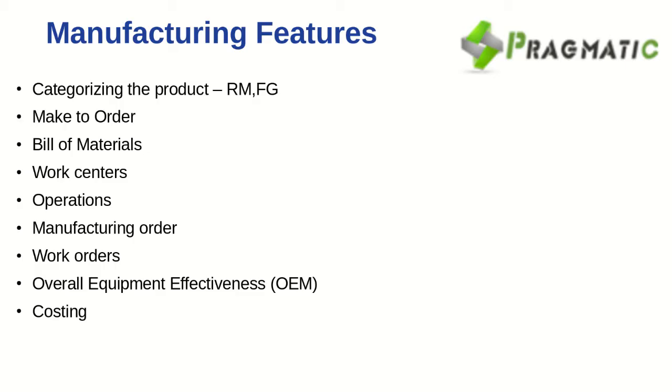First thing is how to categorize the product. It's a RM or FG. Next thing is make to order, bill of materials, work centers, operations and manufacturing order. What are work orders? What is overall equipment effectiveness and costing? So we will see one by one. The first thing, how to categorize the product.